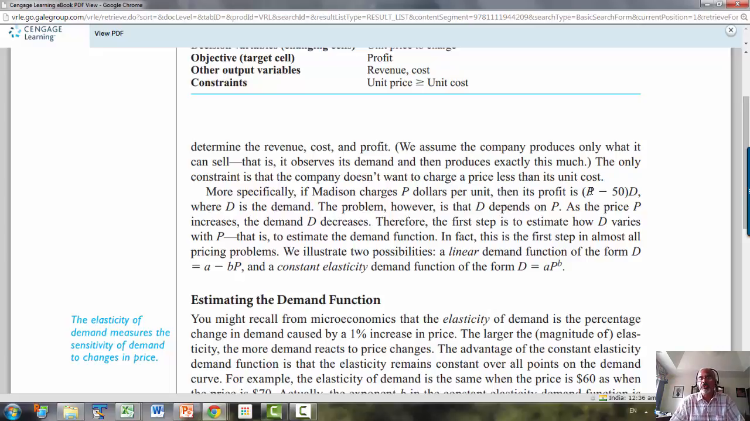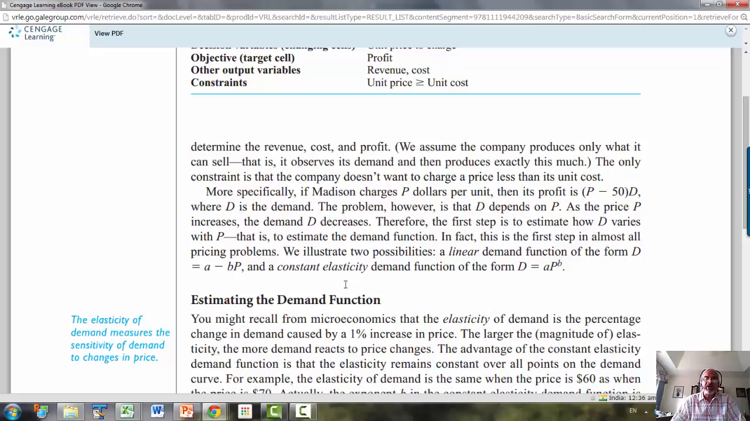So how do we come up with that relationship between P and D? We will look at two possibilities. One possibility is a linear demand, which means the demand is equal to A minus B times P, where B is the number of units of demand that will go down for each additional dollar of price. So this is a linear function.